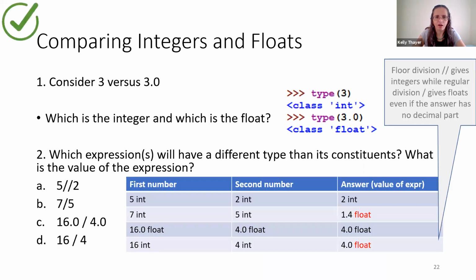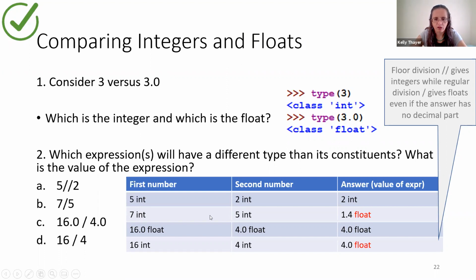All right, I hope you've had a moment to look at those questions. The 3 versus 3.0: the 3 of course is the integer, and 3.0 is of course the float, which we can verify in Python by showing this here. You'll be doing some exercises like this in the lab. Which expressions have a different type than their constituents, and what is the value of the expression?